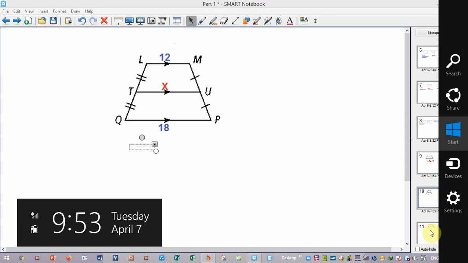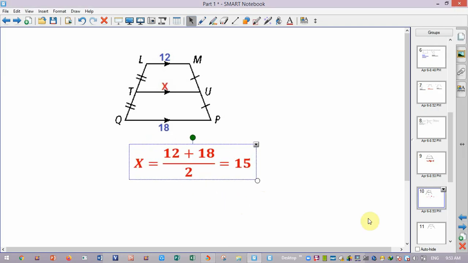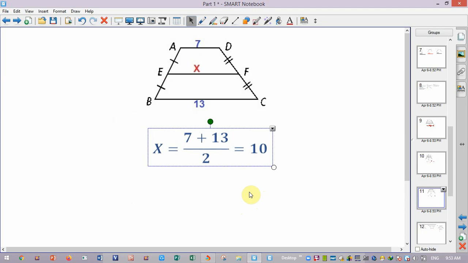What about this one? Yes, try. X equals 12 plus 18, then divided by 2. Equals 30 divided by 2, equals 15. Excellent. What about this? Yes, the same. It will be 10. 7 plus 13 divided by 2, it will be 20 divided by 2 equals 10.